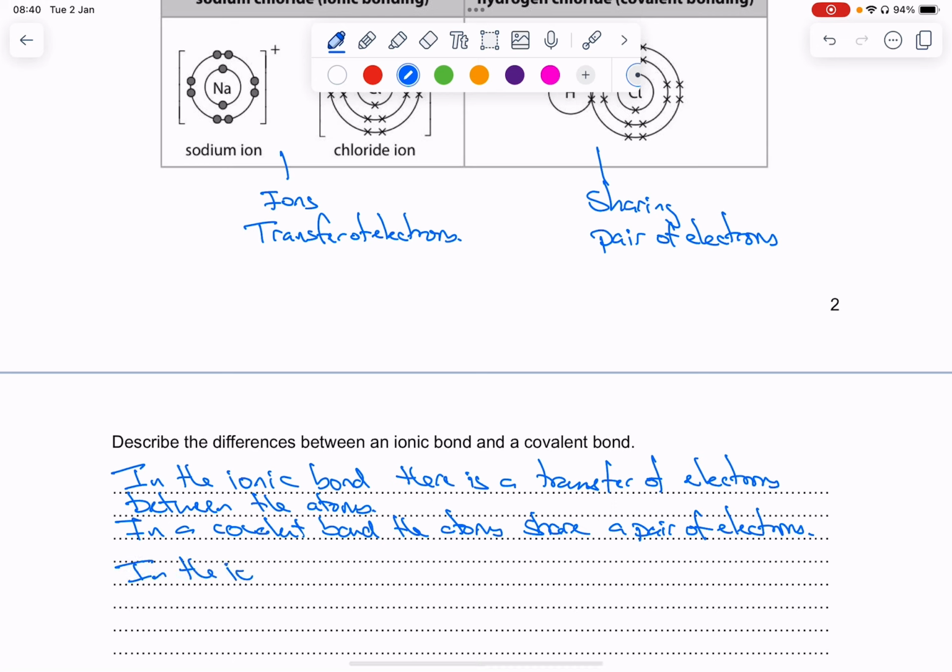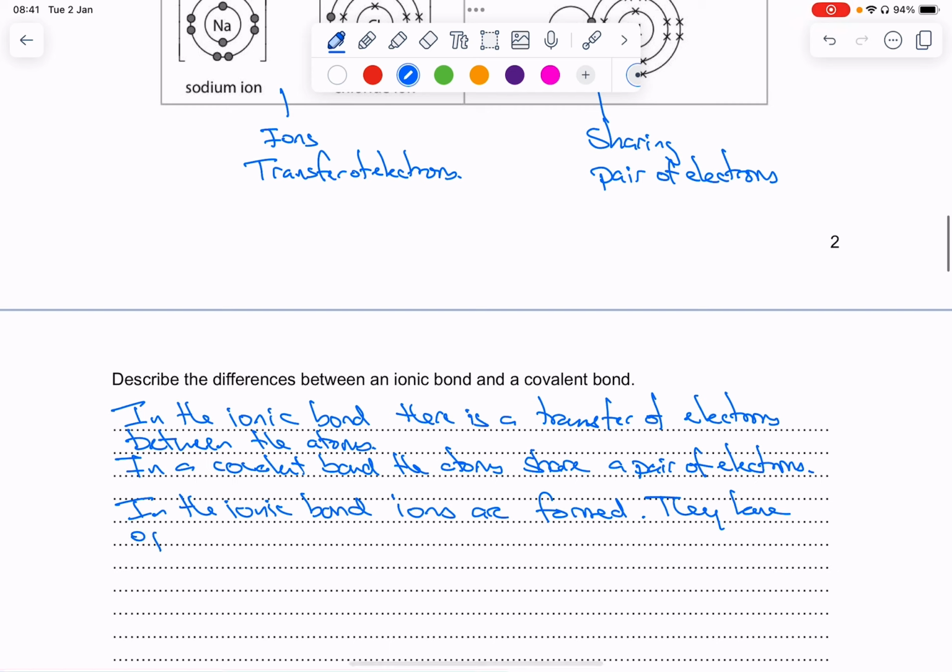in the ionic bond, ions are formed, and I would say they have opposite charges which attract each other. They have opposite charges which attract each other, and that's what makes the bond.